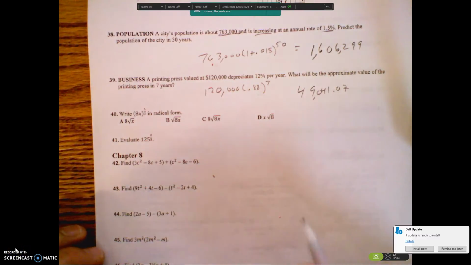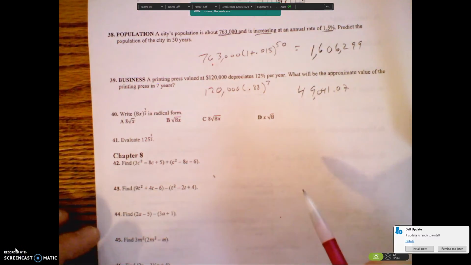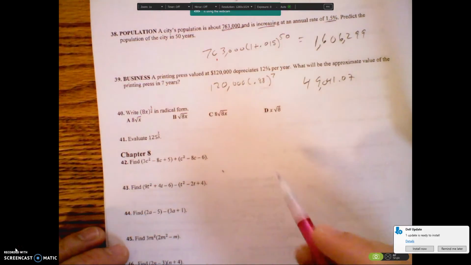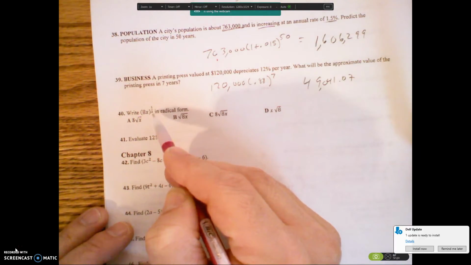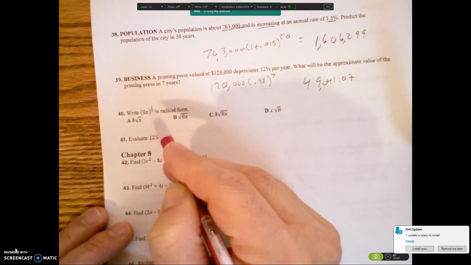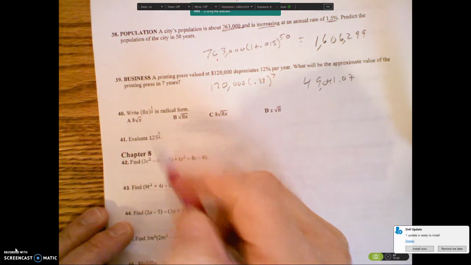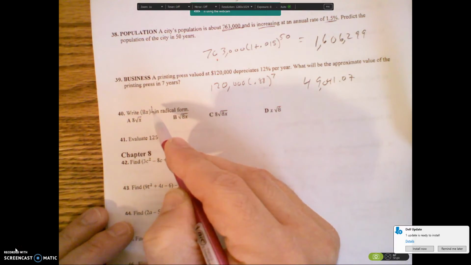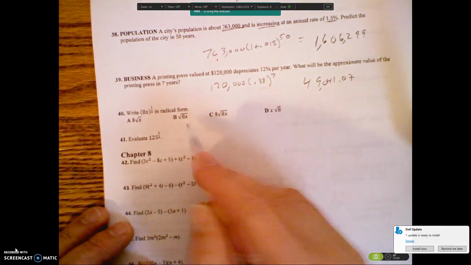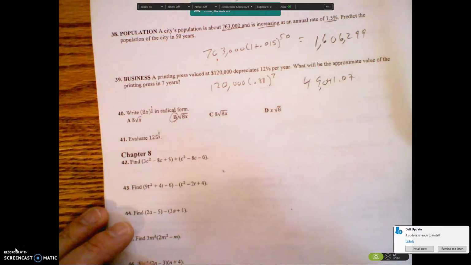All right, last part. Looks like we are on number 40. So I'm looking at 8x to the 1/2 power. Remember that when we have a fractional exponent, 2 is the root, so this is a square root. Okay, and the key here is that all of 8x is to the 1/2 power, which means B is our answer. All of 8x should be under the radical.